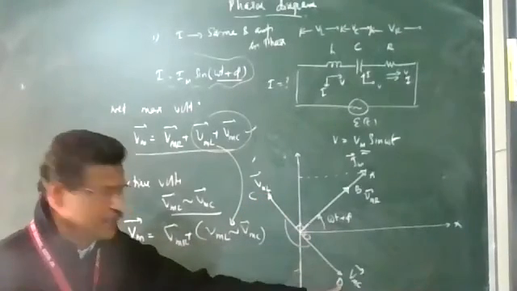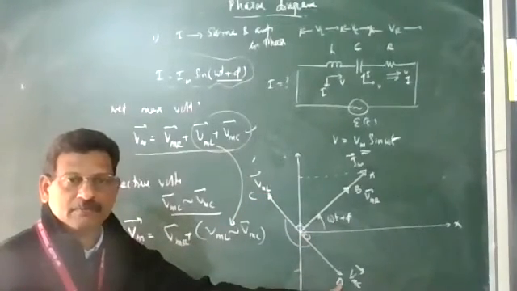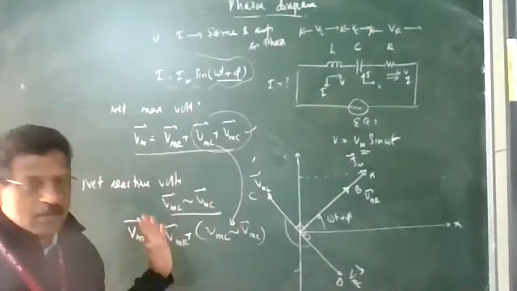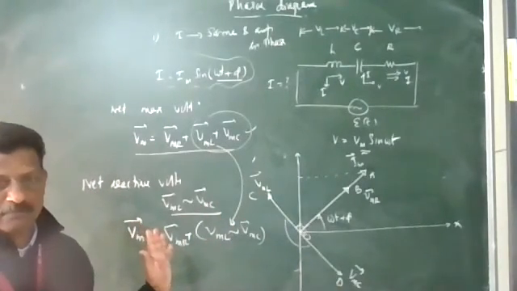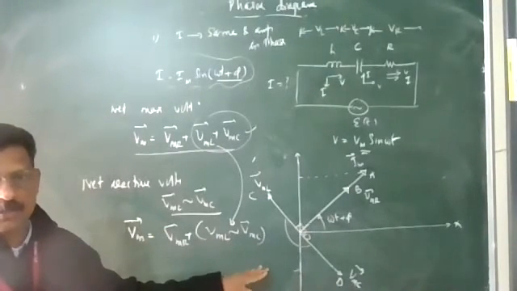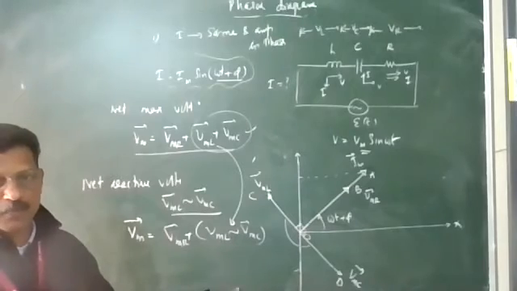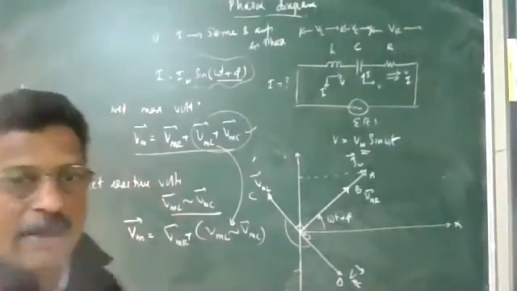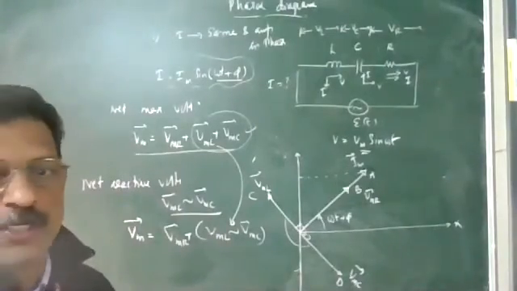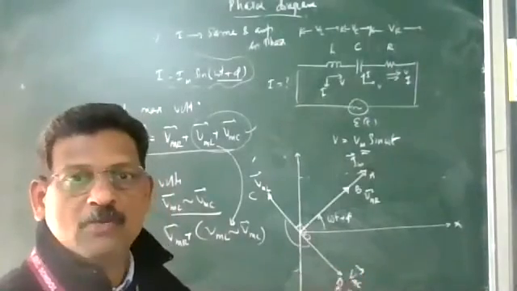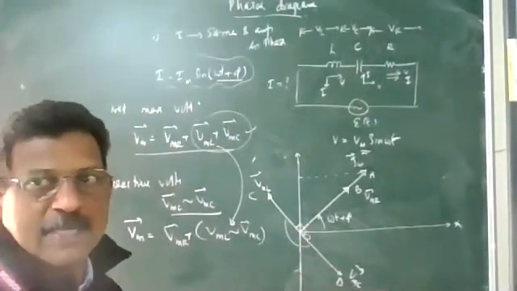VML can be greater than VMC, or VML will be less than VMC, or both are equal. Inductor voltage can be greater than capacitor voltage, less than capacitor voltage, or both values can be equal. So I am discussing case one. Suppose inductor voltage is greater than capacitor voltage. What will be the result? The first case I will discuss, the second case you can do.